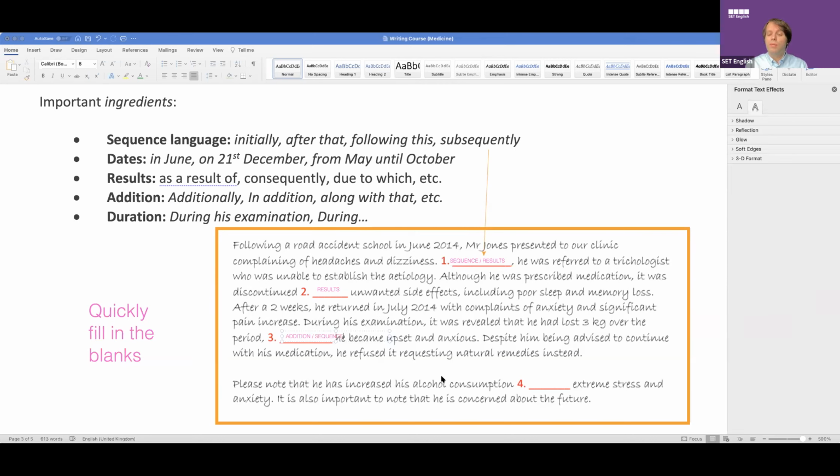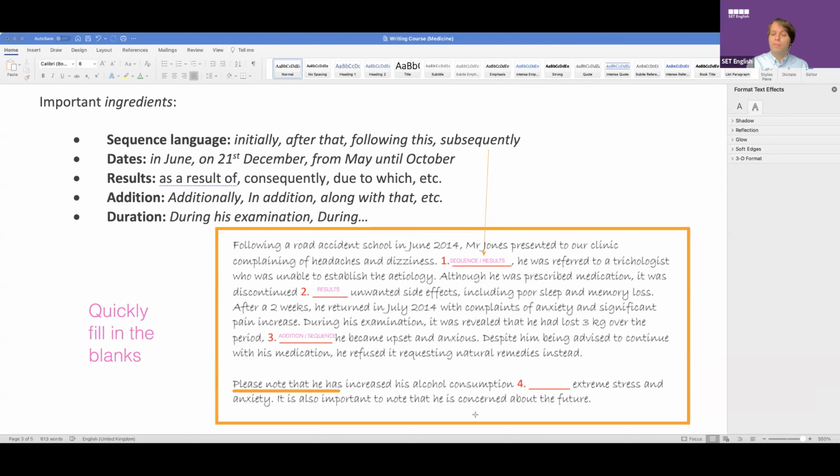What about number 4? It's a different type of paragraph, isn't it? Can we just say "then he became upset"? Yes, but it sounds a little bit informal. It's not good sequence language. "And then" is okay, but it's not high level. Please note that he's increased his alcohol consumption. So we have "please note".